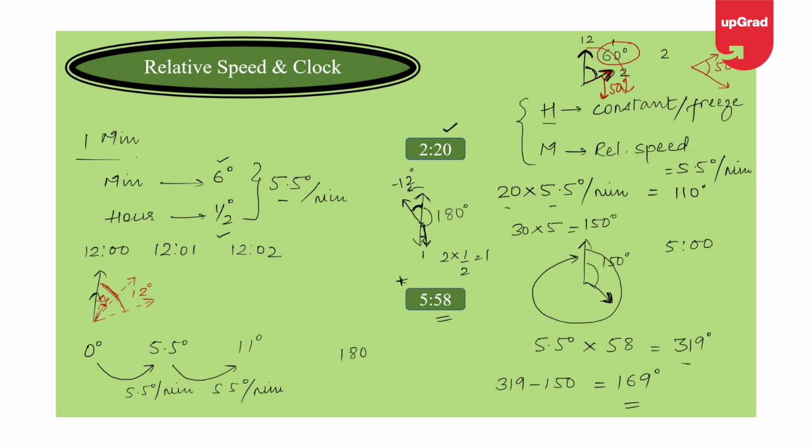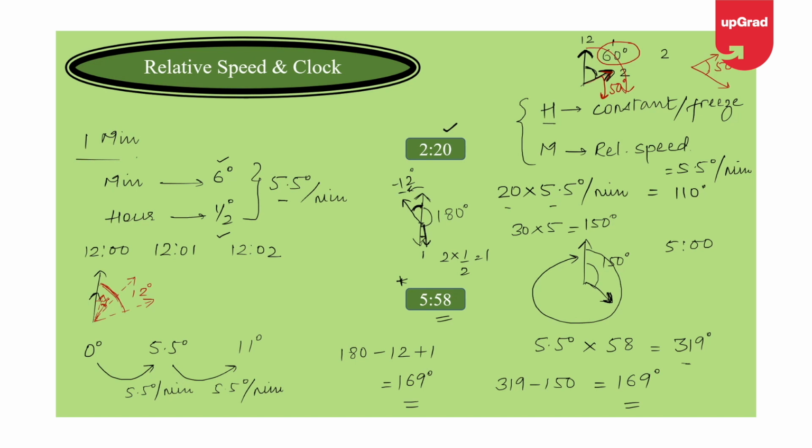Now this is all visualization. Minus 12 degrees because the needle has moved towards our hand. Plus 1 degree because our hand has moved away from the minute hand, which will give me 169 as the answer. So in this way also I can get the answer.